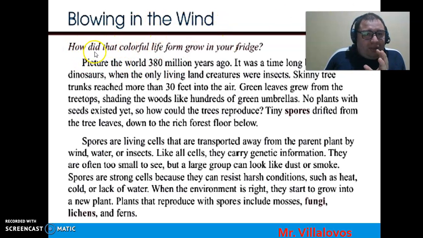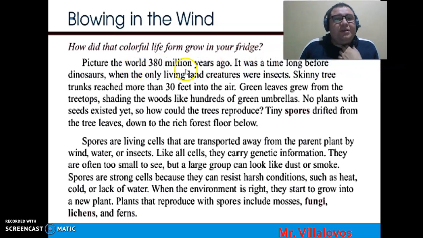This is the topic. How did that colorful life grow in your fridge? Picture. Can you imagine? The reading says the world 340 million years ago. It was a time long before dinosaurs, when the only living land creatures were insects. Tiny tree trunks reached more than 30 feet into the air. Green leaves grew from the treetops, shading the woods like hundreds of green umbrellas. No plants with seeds existed yet, so how could the trees reproduce? This is the question.